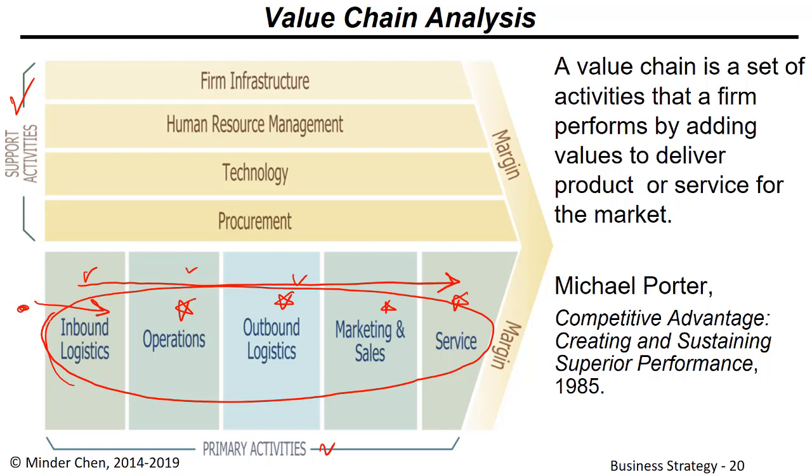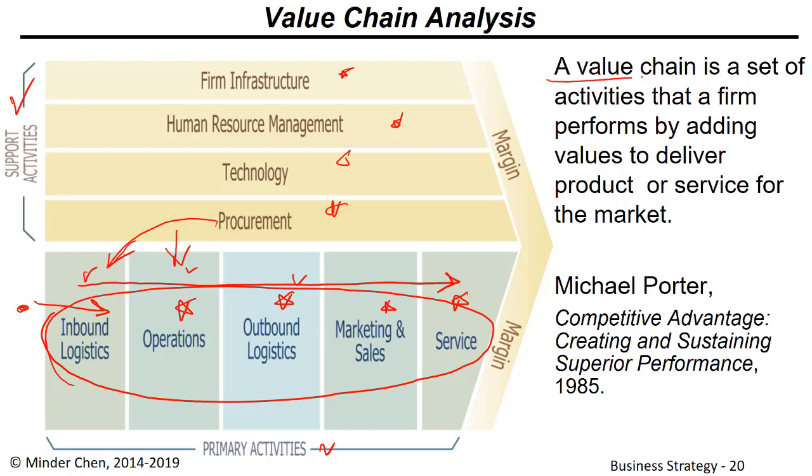However, in order to perform those primary activities, we need HR support, technology support, and procurement. Procurement is particularly related to the inbound logistics and the operation. And additionally, firm infrastructure, the building of office space, and some administrative support.